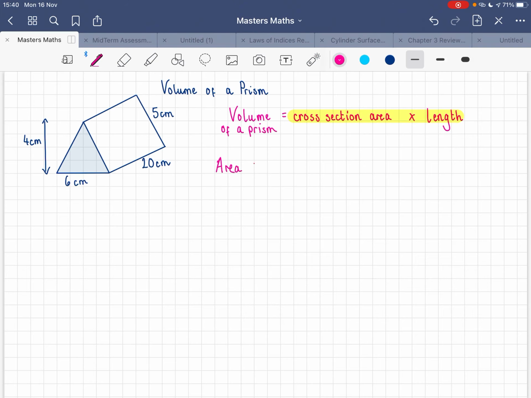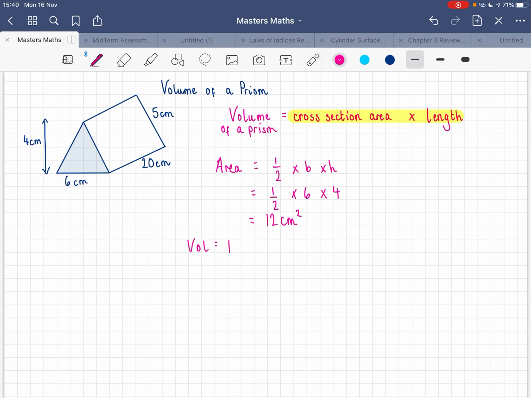So we are going to start by finding the area of the triangle. We find area of a triangle by doing 1/2 times base times height. So our base is 6, our height is 4. 6 looks a lot like a B, doesn't it? 6 times 4 is 24, times it by 1/2 or divide it by 2 is 12 centimetres squared for now, because remember this is the area just of the triangle. We haven't found the volume yet.